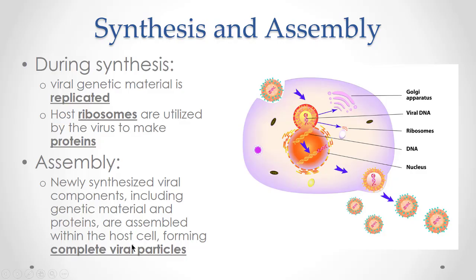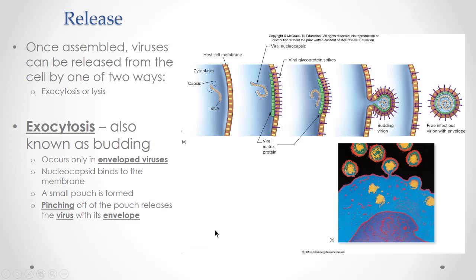Assembly is another complex thing. There are a lot of different ways that this happens, but to simplify it down, synthesis involves replication and protein synthesis, and assembly involves packaging all those things together into a complete virus. You can see that here, where the DNA and then the capsid and then the envelope all have to come together before the last step, which is release.